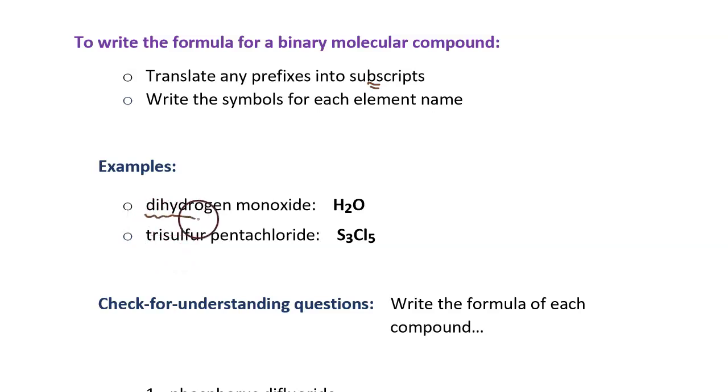In words, we have the name dihydrogen monoxide. Di means 2, mono means 1. Hydrogen is an H, oxide is an O. There are 2 hydrogens and 1 oxygen. It's H2O. Next example, trisulfur pentachloride. Tri means 3, penta means 5. Sulfur is going to be an S, chloride will be a Cl. Now put all that together. It's S3Cl5.